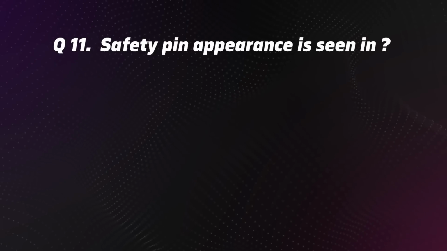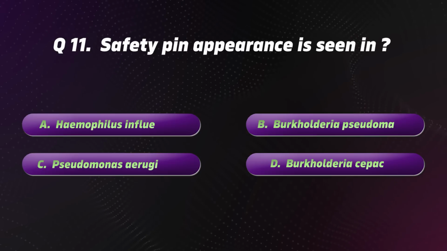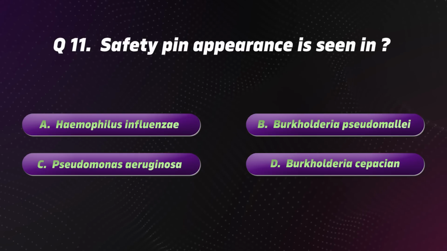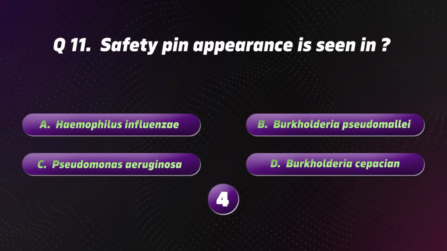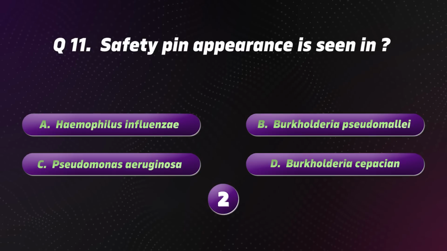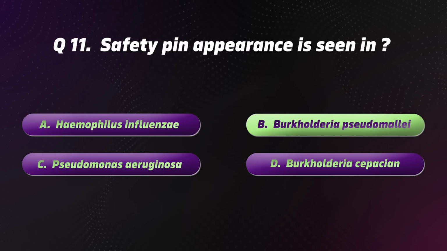Question 11. Safety pin appearance is seen in? Here are the options. A. Haemophilus influenzae, B. Burkholderia pseudomallei, C. Pseudomonas aeruginosa, D. Burkholderia cepacia. And the correct option is B. Burkholderia pseudomallei.